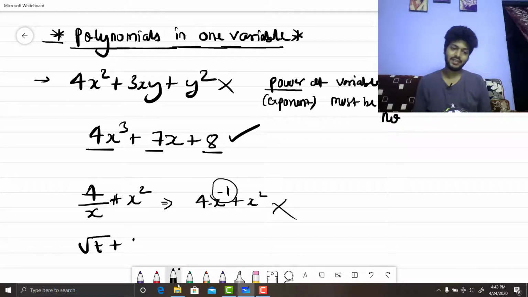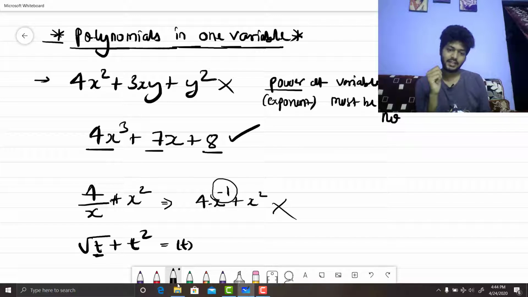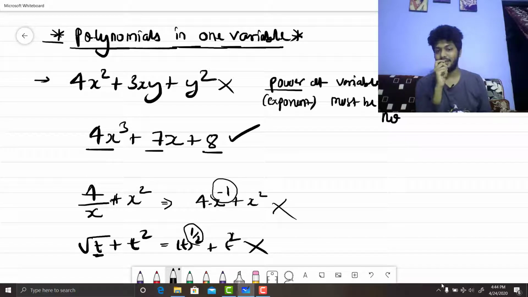Root t plus t square, is this a polynomial expression? So what will you do? You will first check whether all the exponents of the variables are whole numbers or not. Here we have a variable t, and what is its exponent? Its exponent is 1 by 2, and 1 by 2 is not a whole number, so this is not a polynomial.